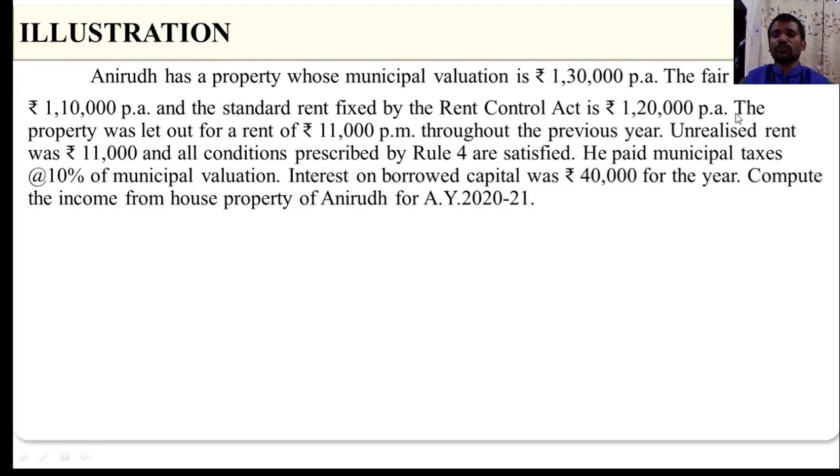The property has been let out at 11,000 rupees per month. Here unrealized rent was rupees 11,000 and all conditions of rule 4 were satisfied.